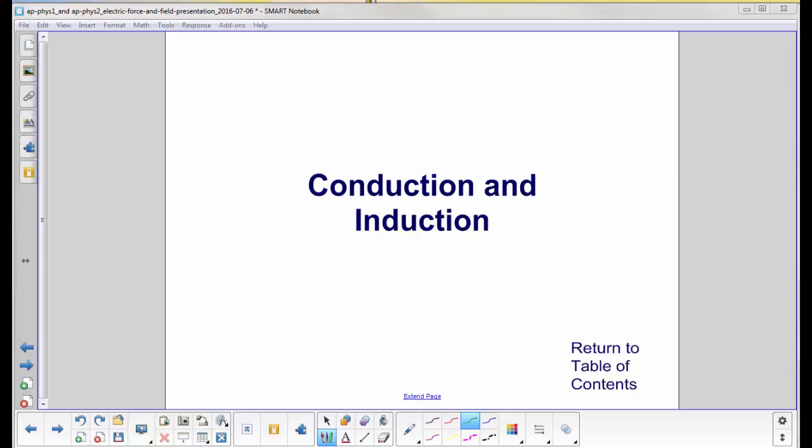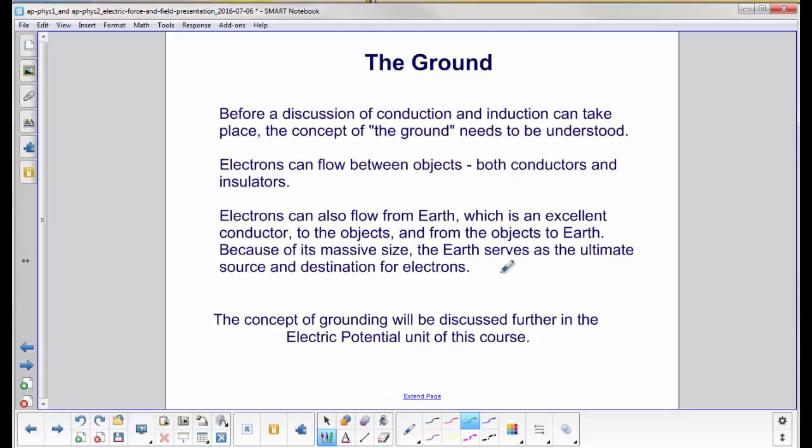We've talked about the two types of electric charge, positive and negative, and its source within the atom. We are now going to discuss how charge moves from place to place. Before we get there, we have to talk about the ground.